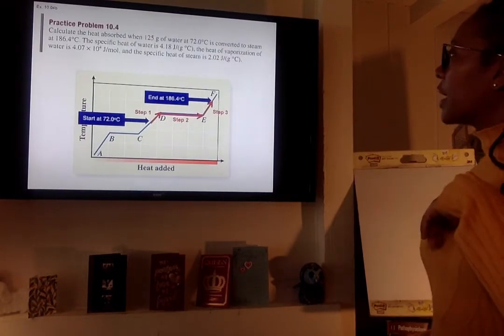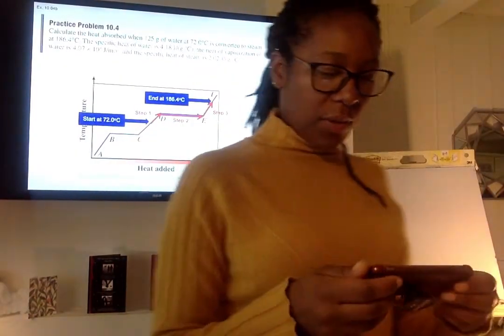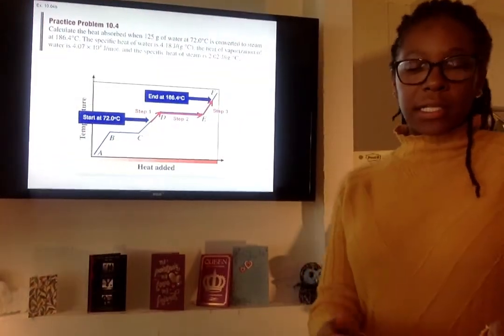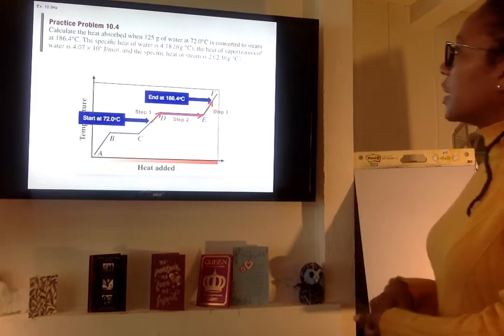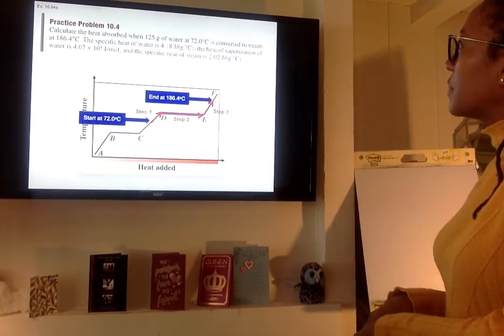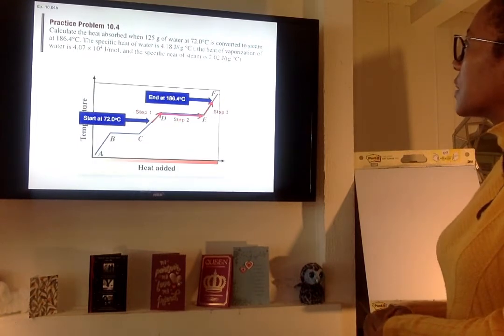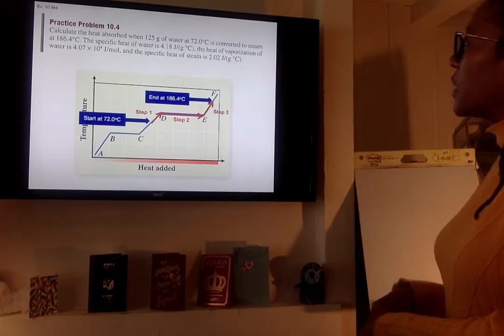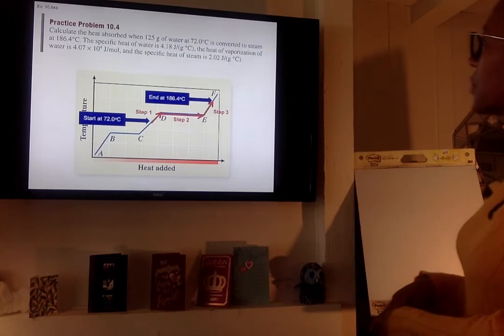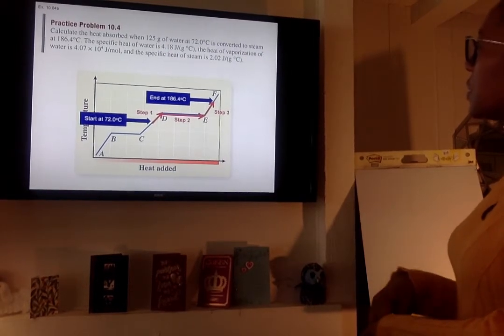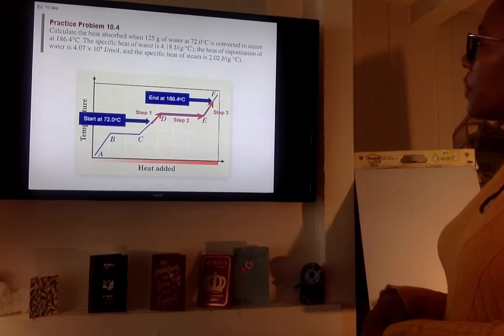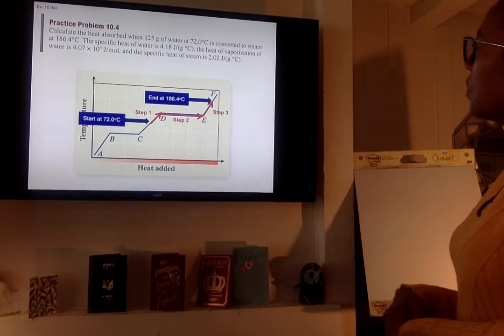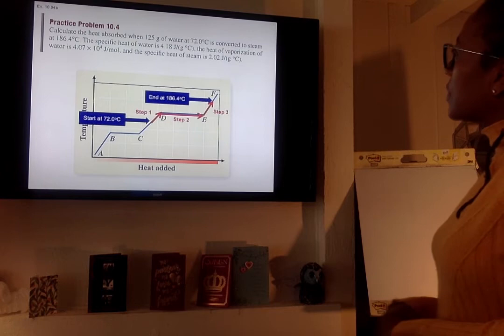Okay, and then we're going to end with this problem. This is how you would use that information practically. Calculate the heat absorbed when 125 grams of water at 72 degrees Celsius is converted to steam at 186.4 degrees Celsius. The specific heat of water is 4.18 joules per gram degrees Celsius. The heat of vaporization of water is 4.0 times 10 to the fourth, and the specific heat of steam is 2.02 joules per gram degrees Celsius.